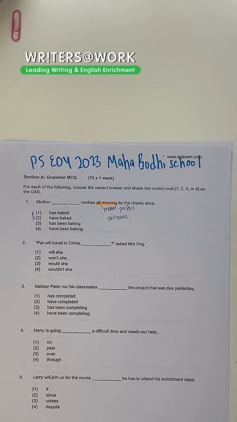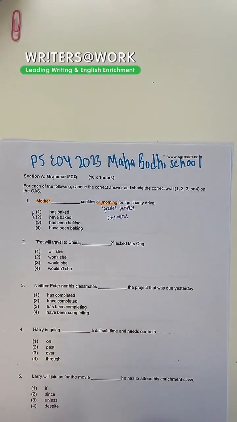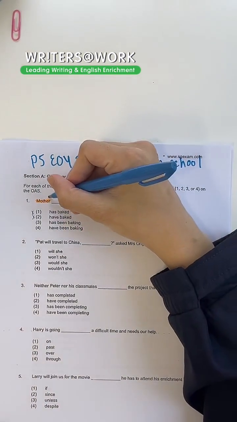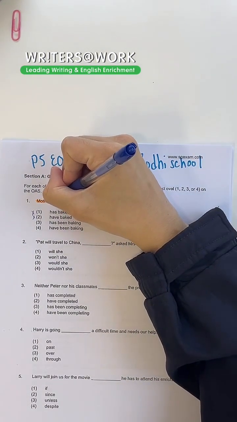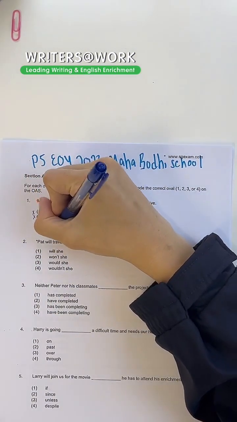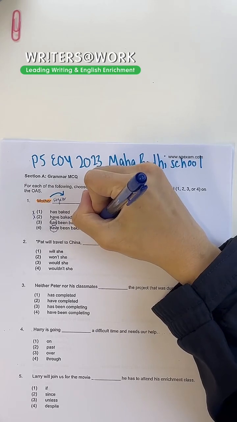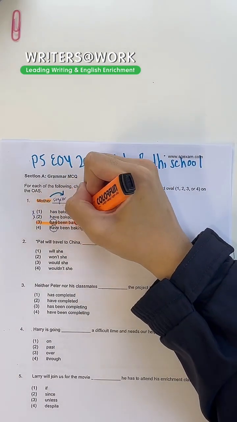We're looking at tense. Now let's look at the subject. The subject over here is mother. Mother, as we know, is just one person, it's singular. Or rather, she is singular. So between options 3 and 4, has is used for singular, have is used for plural, multiple people. But in this case, we're just focusing on one person, mother. Hence, the answer is option 3, has been baking.